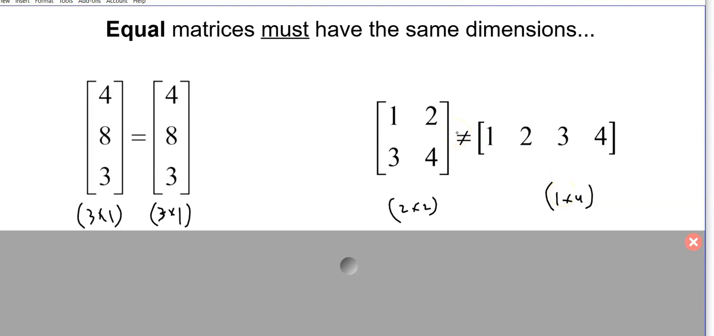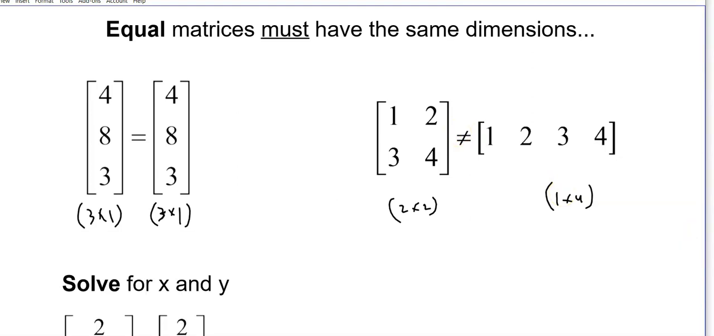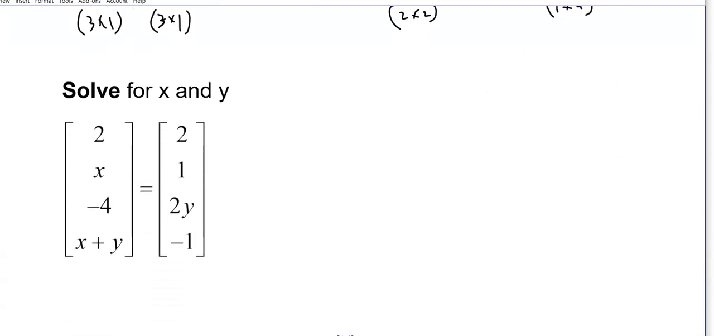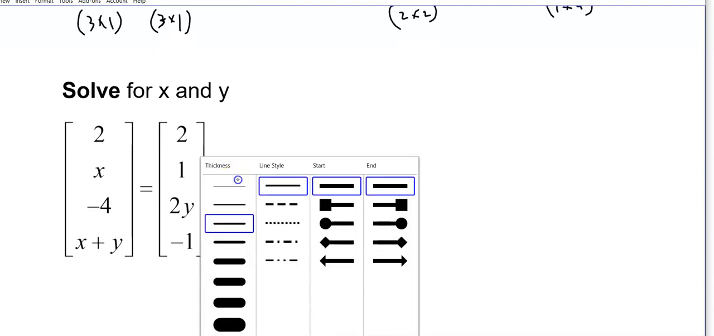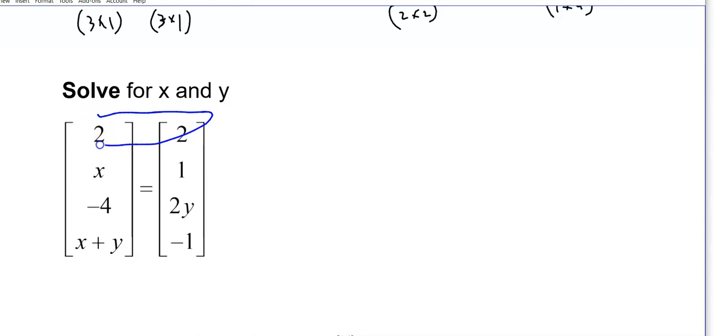Sometimes we'll talk about equations with matrices, kind of a sneaky way of writing a system. We'll get to that eventually. So this is really just a system of equations in disguise, and we're just going to simplify this. So 2 must equal 2, well, that's true. x must equal 1. So x equals 1. That's helpful.